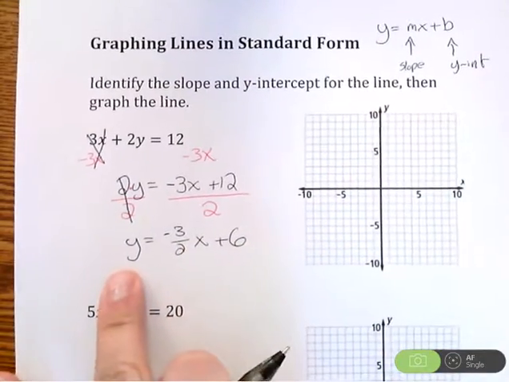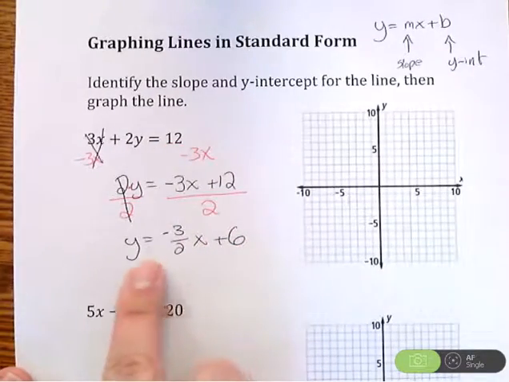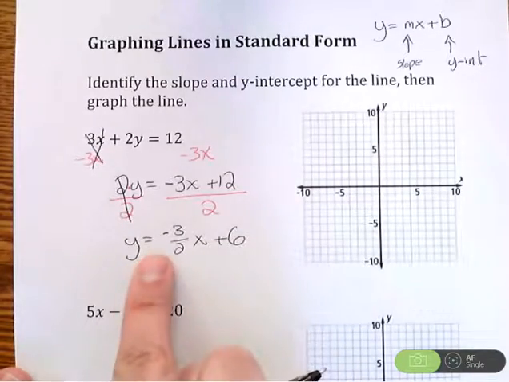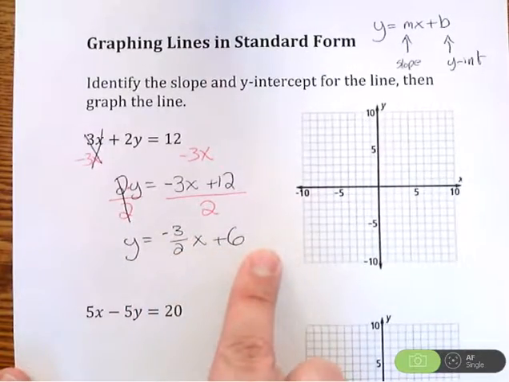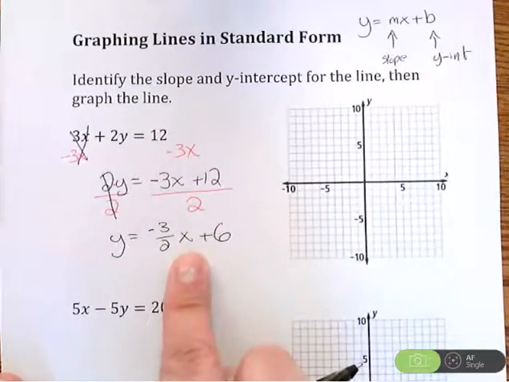Okay, so now I have what was originally in standard form. I rewrote it to something I know, which is slope-intercept form. y equals mx plus b. So y equals negative 3 over 2x plus 6. I can now graph this. So my y-intercept is 6.